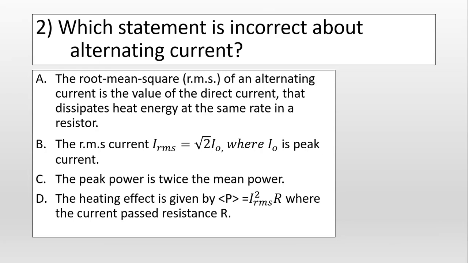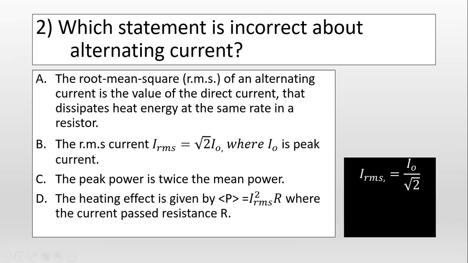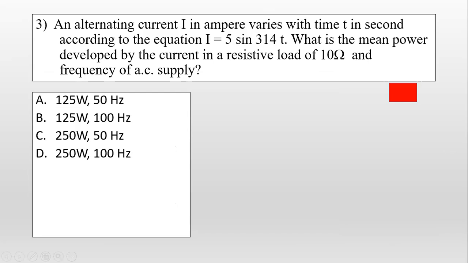Peak power is twice the mean power. That's correct. Heating effect is given by I root mean square squared times R, where the current passes through the resistance R. Okay, so the wrong one is B, which you are right. This one is just testing whether you know how to read the equation. Alternating current I in ampere varies with time t in second according to the equation. What is the mean power developed by the current in the resistive load of 10 ohm, and the frequency of the AC supply?